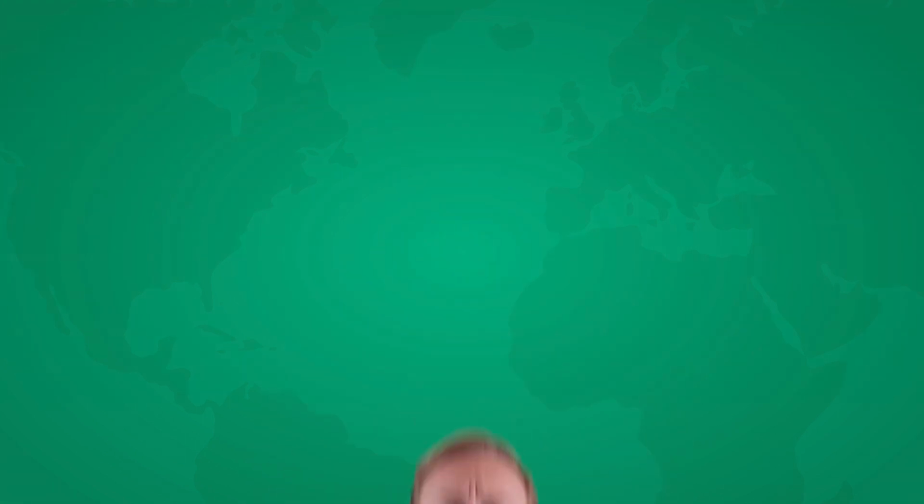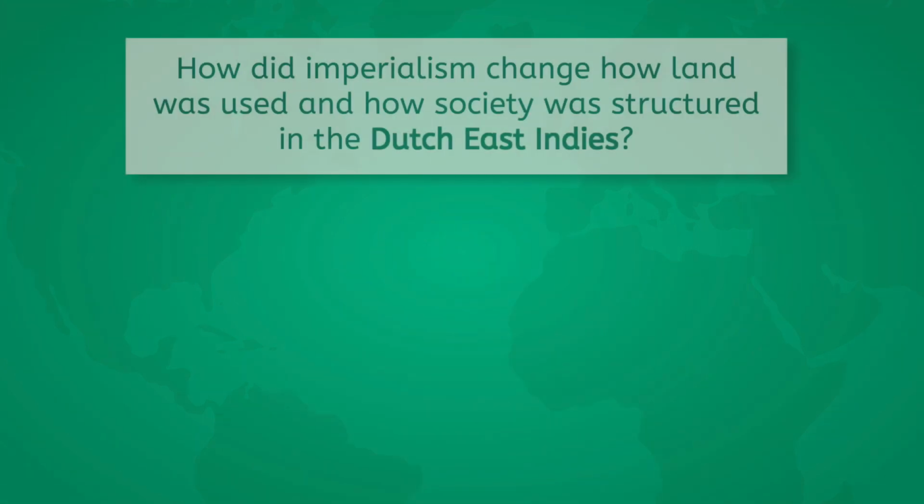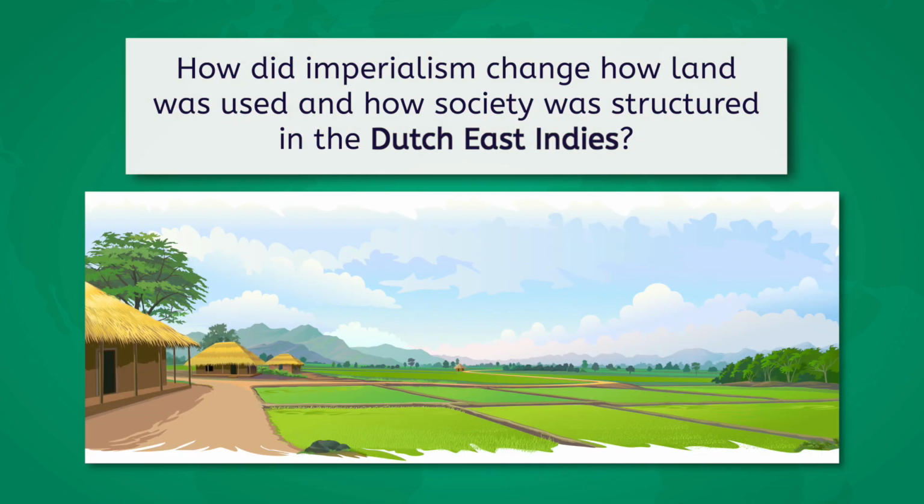As Dutch trade flourished, trading ports transformed into major urban centers. This created a wedge between urban and rural populations and further separated native people from traditional village life. Let's pause here and add to your response to our guiding question. How did imperialism change how land was used and how society was structured in the Dutch East Indies?